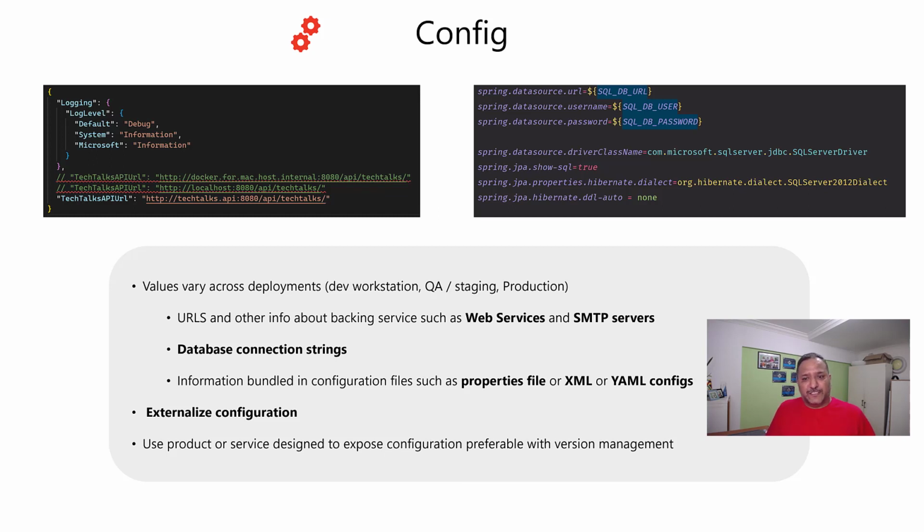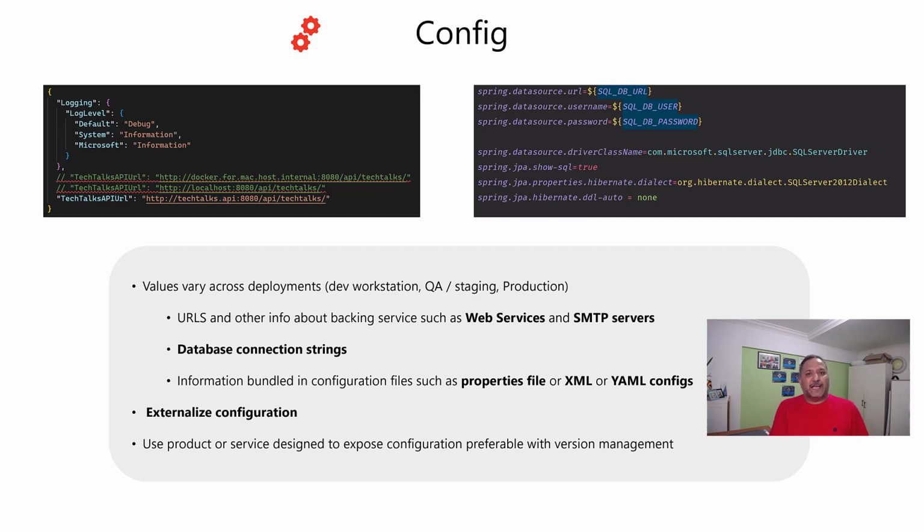What does configuration really refer to? Basically, configuration is anything that varies across the environments or across the deployment. It can be your developer workstation where the code is developed and tested. It could be the other environments where the actual testing happens, like a QA environment or a staging environment, and then obviously when the code is deployed to the target production environment.